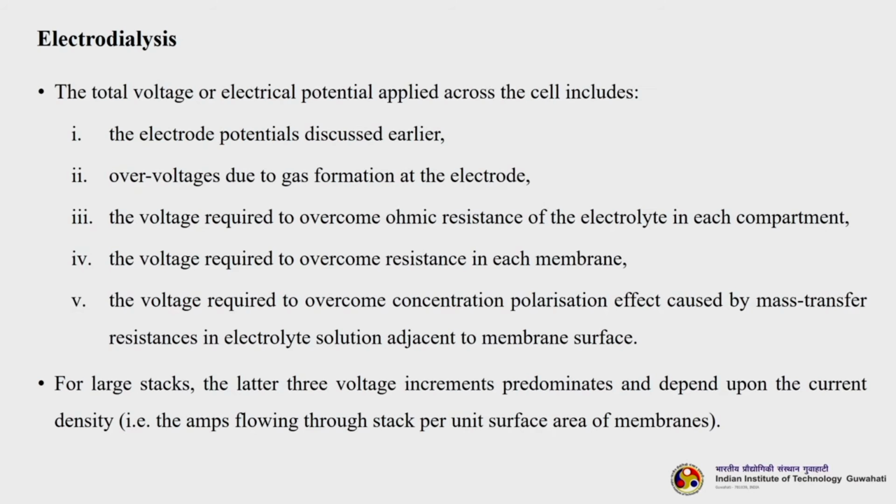The total voltage or electrical potential applied across the cell includes the electrode potentials that we have discussed earlier, overvoltage due to gas formation at the electrode, the voltage required to overcome ohmic resistance of the electrolyte in each compartment, the voltage required to overcome resistance in each membrane, and the voltage required to overcome the concentration polarization effect caused by mass transfer resistance in the electrolyte solution adjacent to the membrane surface. For large stacks, the latter 3 voltage increments predominate and depend upon the current density, that is the amps flowing through the stack per unit surface area of the membranes.